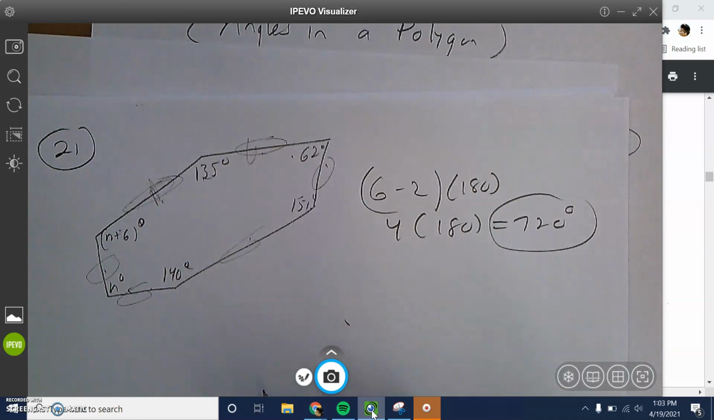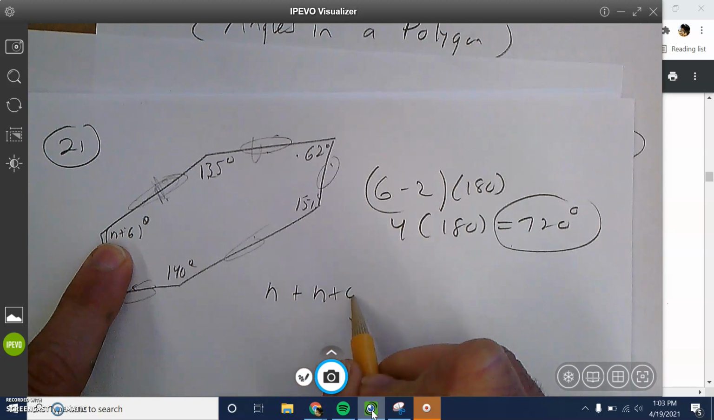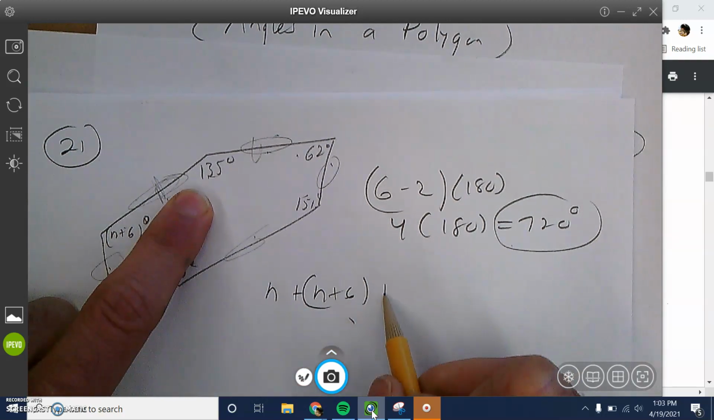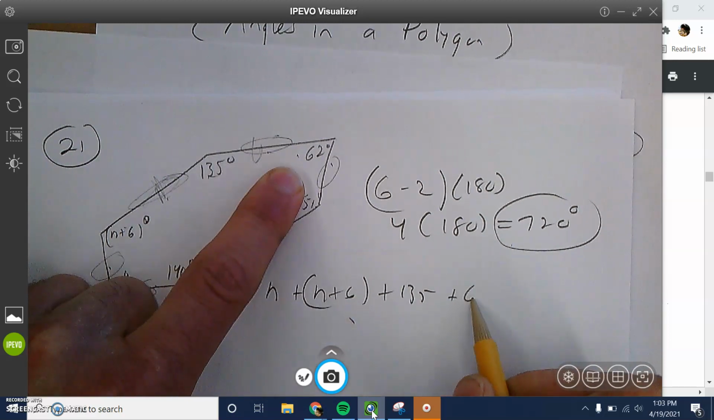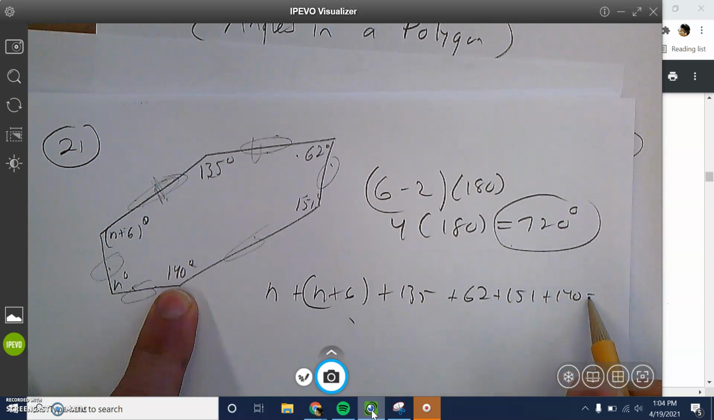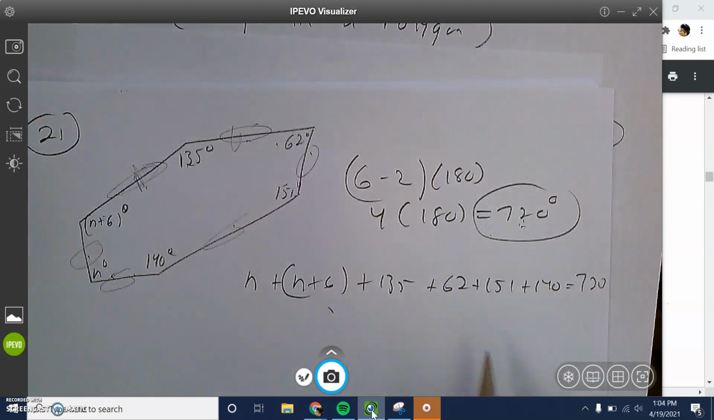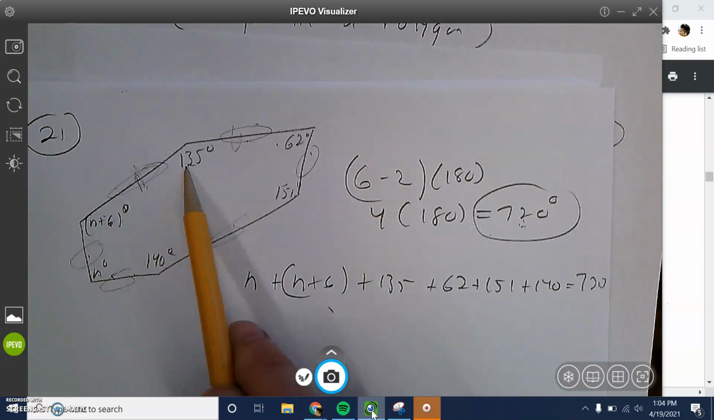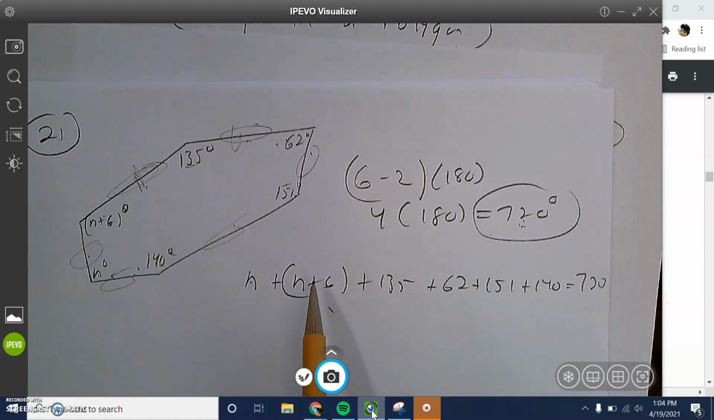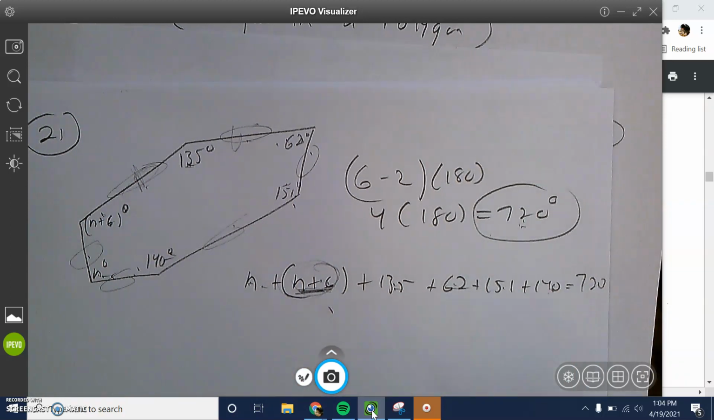There you go. So let's write our equation. So we have n plus n plus 6, so this is a second angle, plus 135 plus 62 plus 151 plus 140 equals 720. Okay. So we count the angles. 1, 2, 3, 4, 5, 6. Make sure you didn't forget one. This counts as 2. This is one in itself. Good. Just double check sometimes.